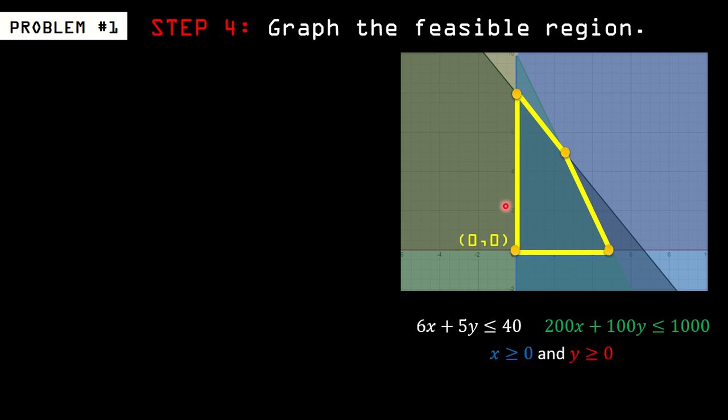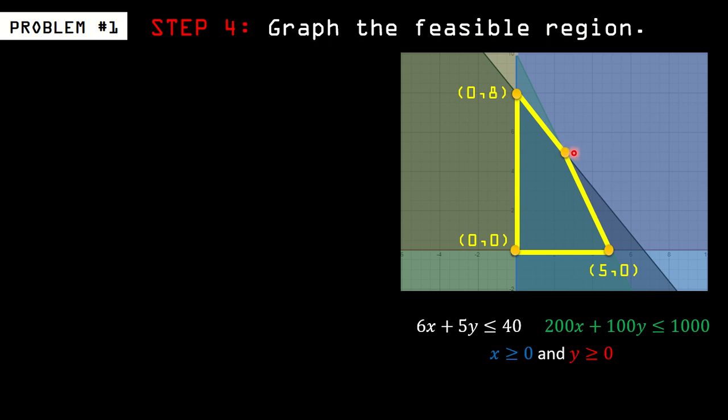So again, this is the origin, 0, comma 0. And then we have here 0, comma 8. And then this one is part of the constraint 200x plus 100y less than or equal to 1000. This is the x-intercept of the green graph, which is 5, comma 0. Now, how about this point?